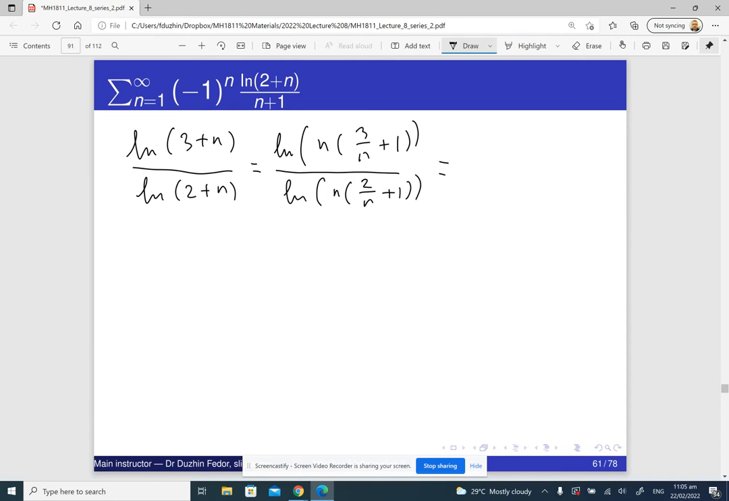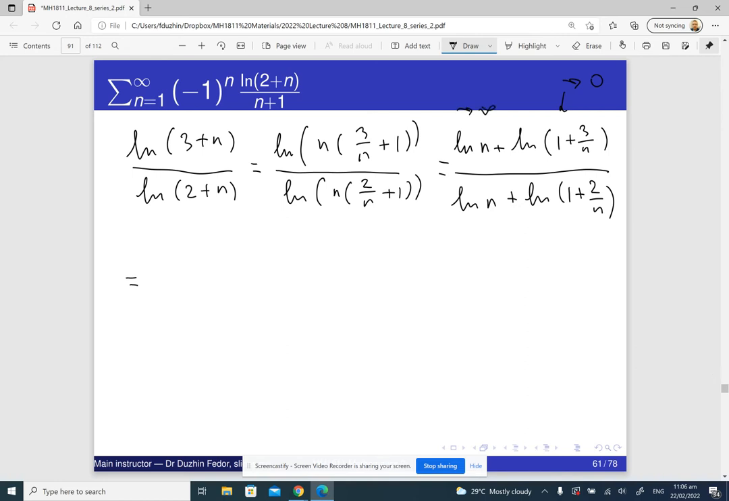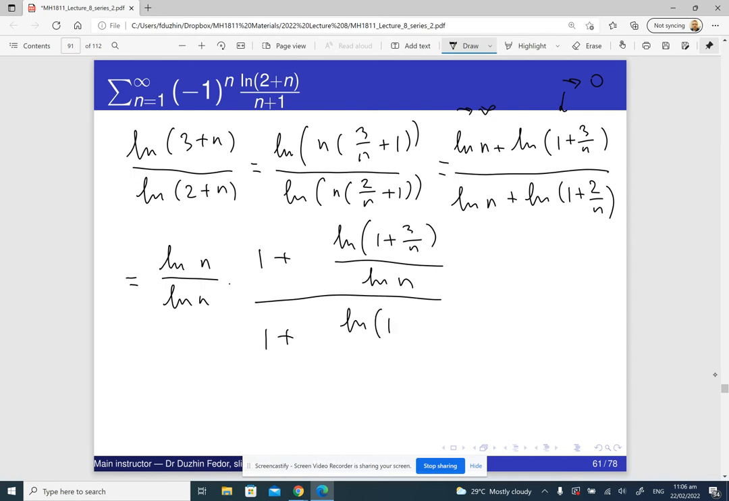But the logarithm of the product is the sum of the logarithms. So this is ln n plus ln of 1 plus 3 over n, divided by ln n plus ln of 1 plus 2 over n. This part approaches 0 because it's ln 1, and ln 1 is 0. And this part approaches infinity. So we can take it out again and rewrite it as ln n over ln n times 1 plus ln of 1 plus 3 over n over ln n, divided by 1 plus ln of 1 plus 2 over n over ln n.